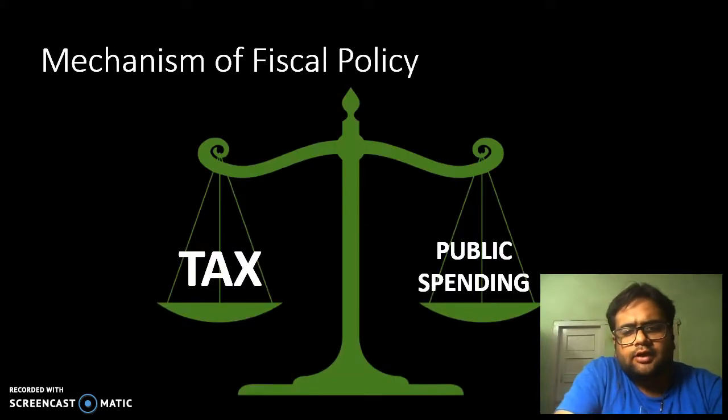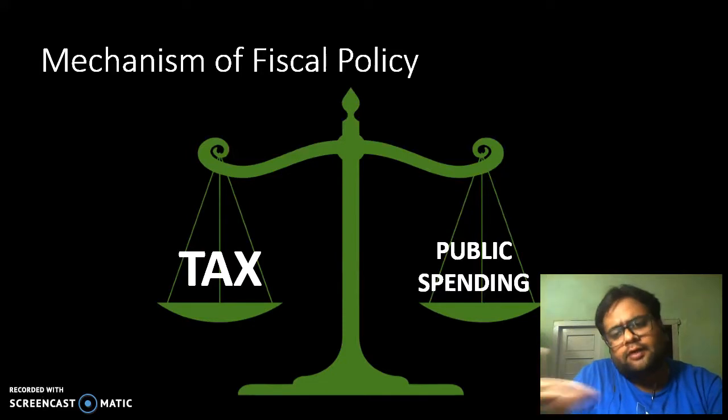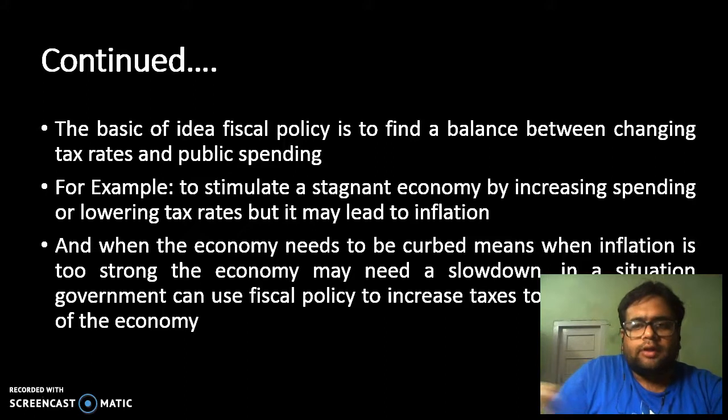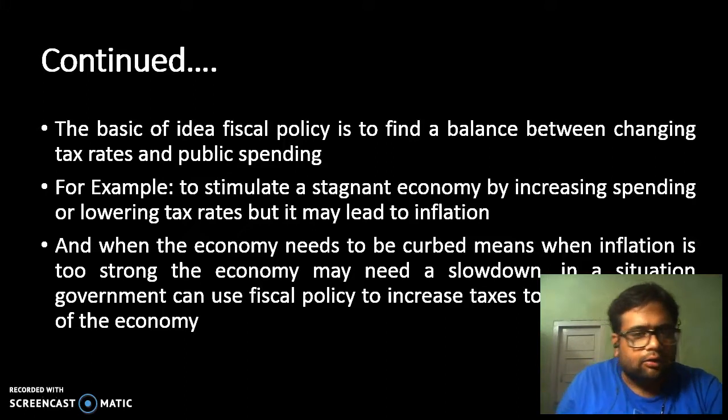Simple step, they will reduce tax. If there are less taxes, the public will have more disposable income and will spend more. So if they spend more, the cycle of the economy will move, and it will benefit the economy in the long run.